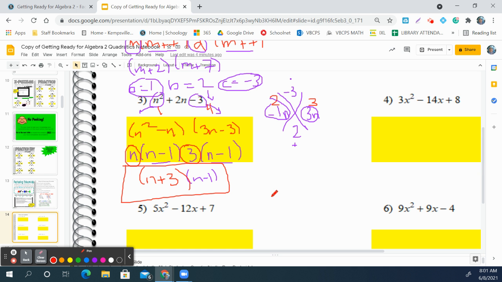Number 5 kicks it up a notch. I'll give you a second to make sure you grab that. That's n plus 3 times n minus 1.